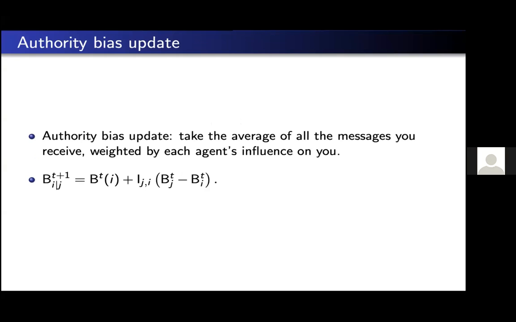So here's the update function. This means the belief of agent I, given the belief of agent J, at time t plus 1 is the belief that agent I has now at time t, plus the difference of belief between agent J and agent I multiplied by the influence that agent J has over I.